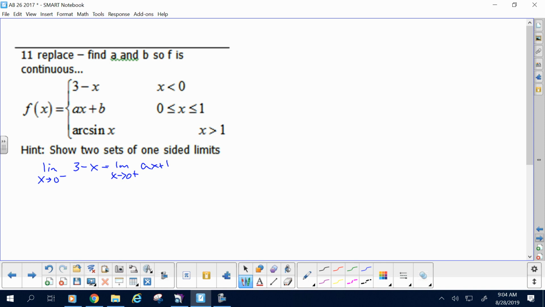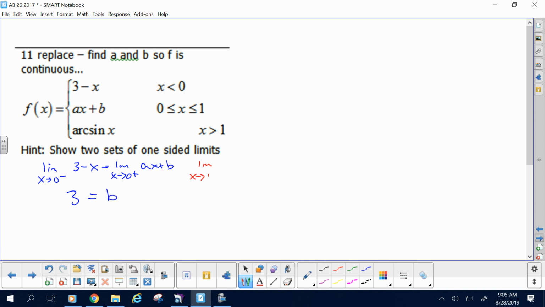Ax plus b. Now I'm going to pause and work with that a little. If I direct substitute x going to 0, then the left side, as x gets closer and closer to 0, approaches 3. As x gets closer and closer to 0 on the right, the A term gets smaller and smaller, dropping out, and you're left with just the B. So right away I see that B has to be 3 for it to be continuous at 0. Now I'm going to go to continuous at 1 to help me find A.